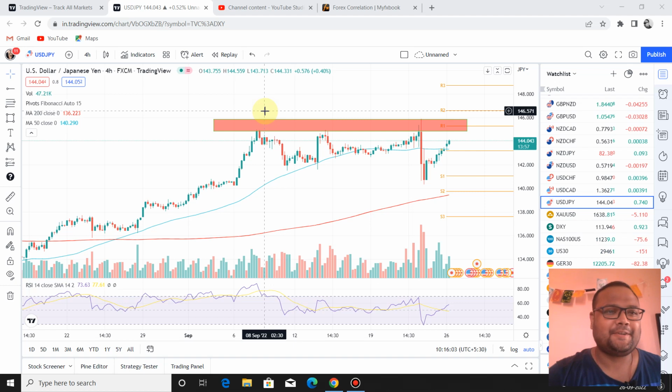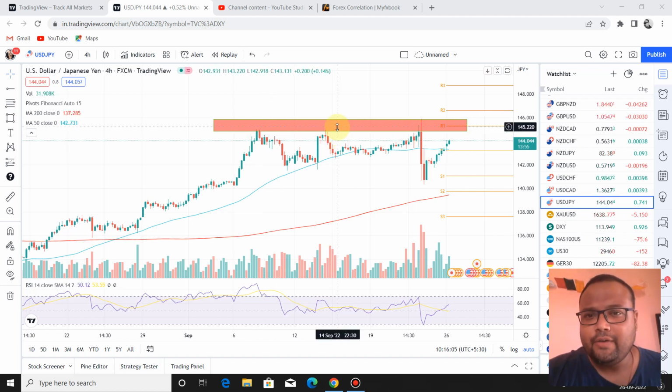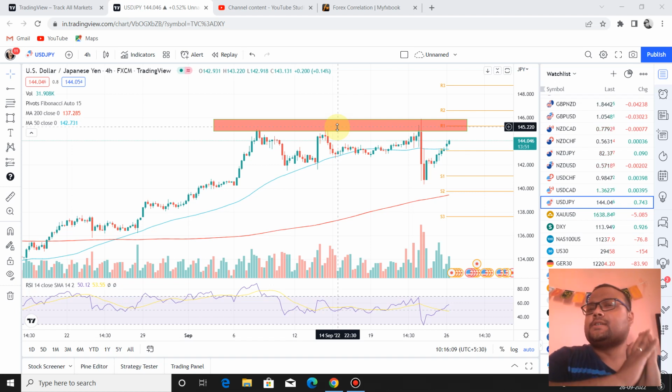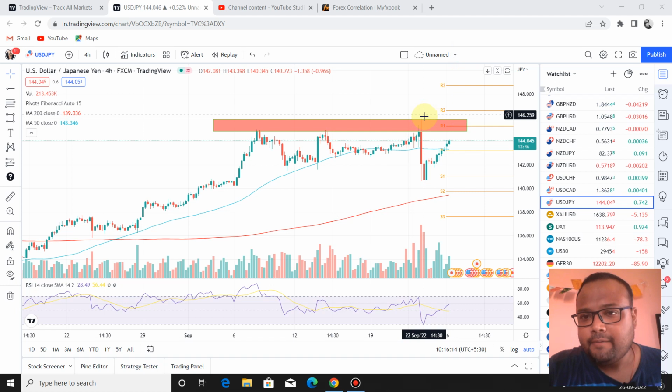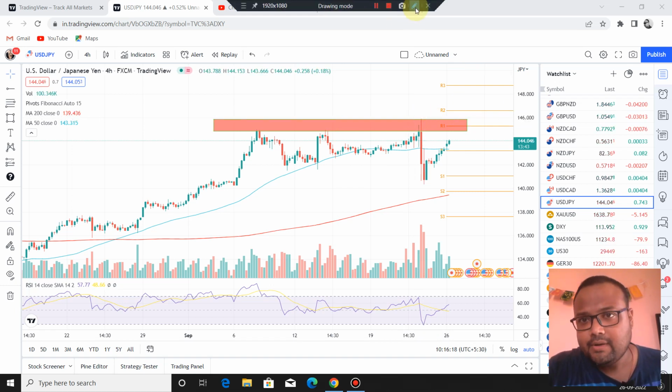So let's get started. This is the chart of USDJPY, and as we all know, USDJPY was on a very beautiful clean uptrend, but here around 146 we saw a massive downfall.